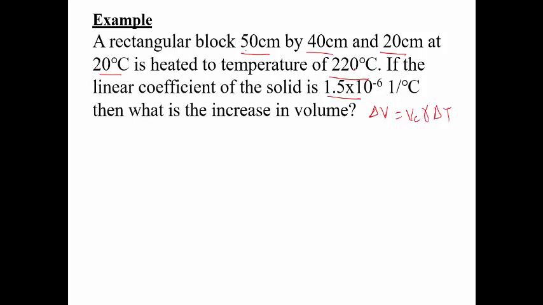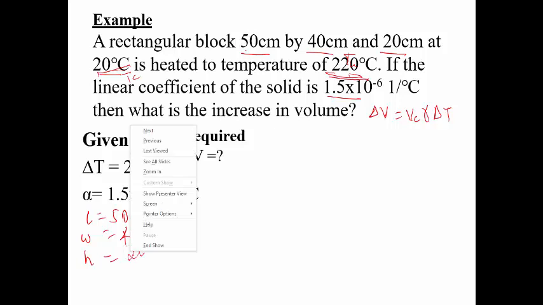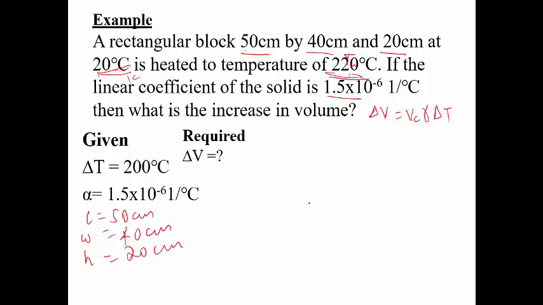Gamma is given, and the temperature difference is 220 minus 20. We can calculate, but V0 is not given. First, you can calculate V0. V0 is 50 times 40 times 20, because this length is at 20 degrees Celsius, the temperature before it's heated up. Therefore, first, let us take out the given. The given change in T is 200 degrees Celsius, because TH is 220 and TC is 20. 220 minus 20 becomes 200, and alpha is given as 1.5 times 10 to the power of minus 5. It's not listed here, but we also have length 50 centimeter, width 40 centimeter, and height 20 centimeter. We are asked to calculate change in V.